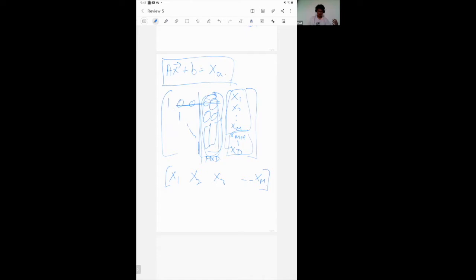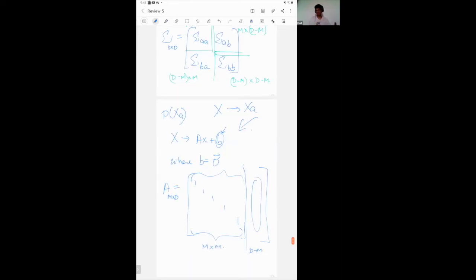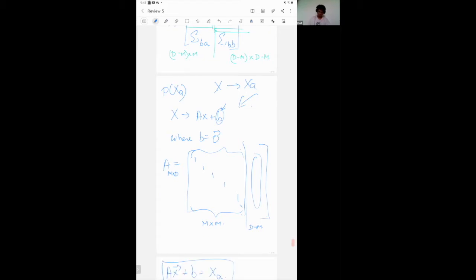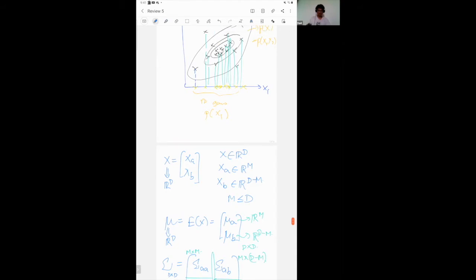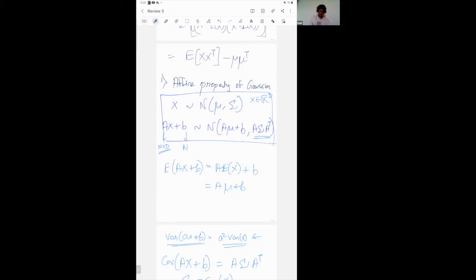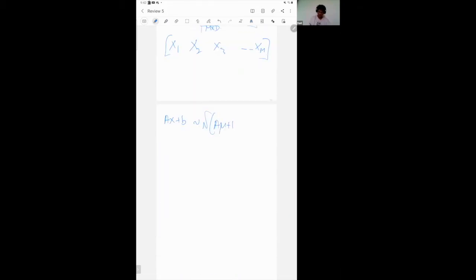Now, we proved earlier that all affine transformations of a Gaussian result in a Gaussian directly. So it's easier for us to see that XA is also a Gaussian, and we can use this fact to obtain what our distribution of XA would look like. So we have AX plus B coming from A mu plus B, and A sigma A transpose. We know B is zero, so this just goes out.